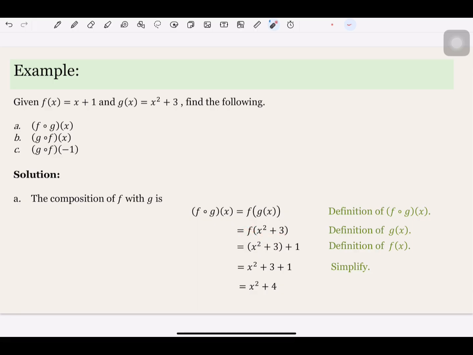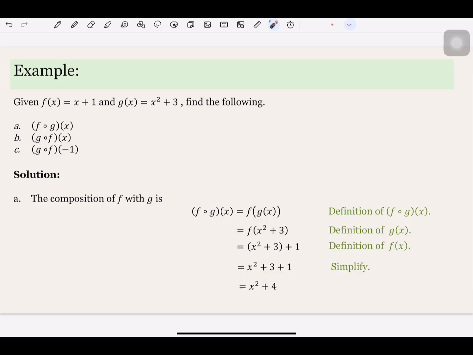I know f of x is x plus 1. Whatever this function is, you have to add a 1 in order to get f. So in order to get f of this, you write the function inside as it is and then you add a 1. Then you have to simplify. First of all, you can remove the parentheses because you have 1 outside of the parentheses. So it's going to be x squared plus 3 plus 1.